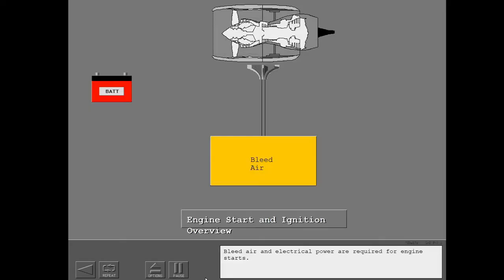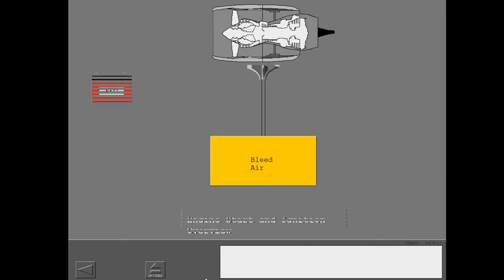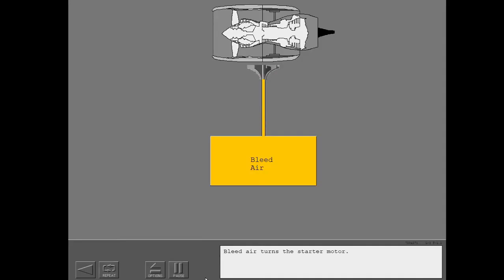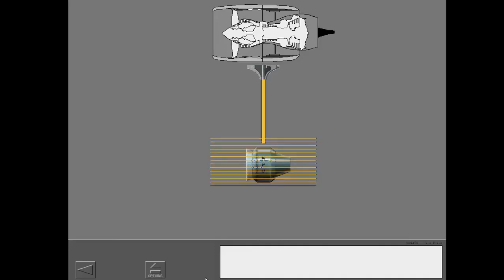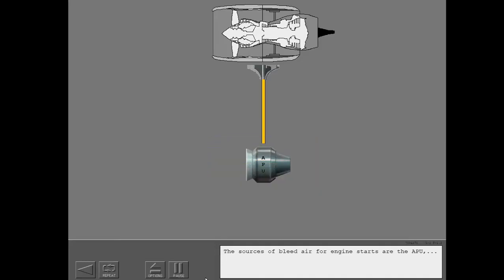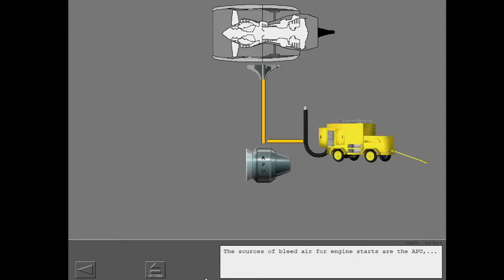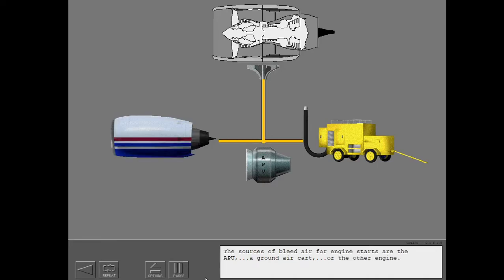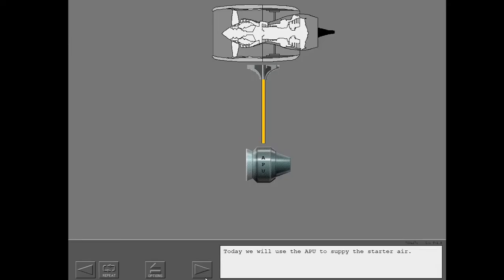Bleed air and electrical power are required for engine starts. Bleed air turns the starter motor. The sources of bleed air for engine starts are the APU, a ground air cart, or the other engine. Today we will use the APU to supply the starter air.